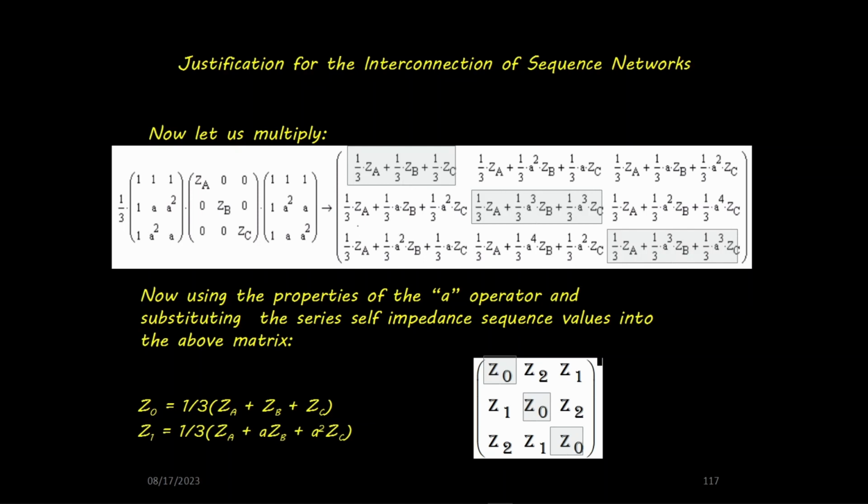If the system is balanced, where all the impedances are equal to Z, we see that Z1 and Z2 are equal to Z times the quantity 1 plus A squared, which is equal to 0. Therefore, the off-diagonal elements are 0 when the system is balanced. If the system is unbalanced, the off-diagonal elements are non-zero.